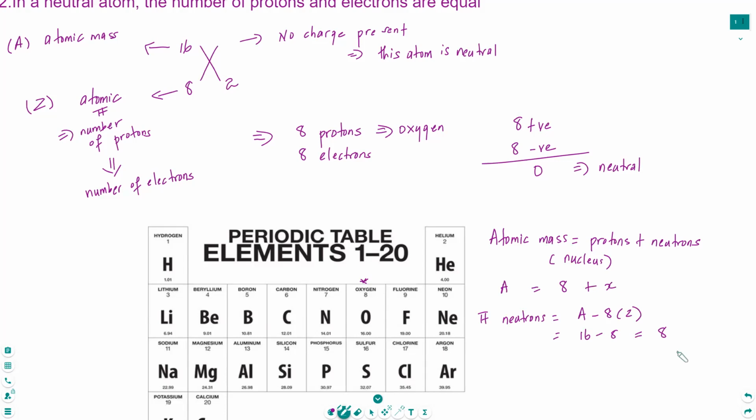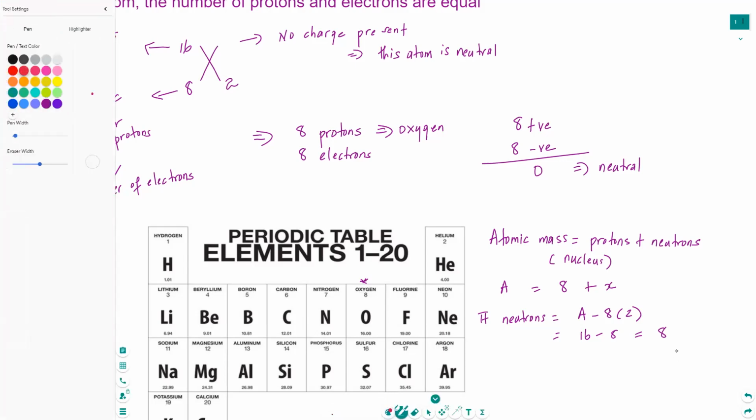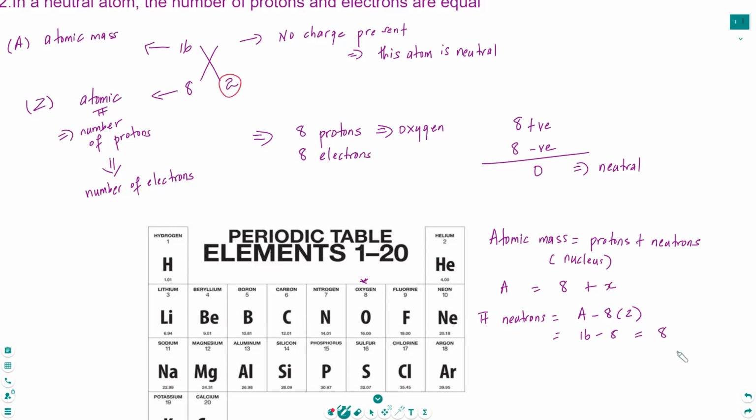So basically from this symbol, we could see that we had 8 protons, it was oxygen. We had 8 electrons because that had to be present to counteract the 8 plus charges to make sure the overall thing was neutral, because we didn't see a charge here. So it must have been neutral. And then this 2 at the bottom, what does that 2 represent? This 2 represents the number of atoms in a molecule.